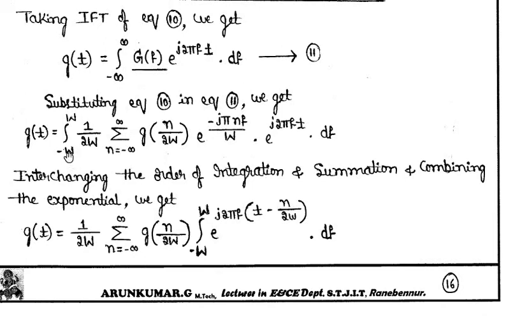If you set the limits from minus 2W to plus 2W, you will get a signal which has a higher frequency range, and that signal is not the original message signal. So the original message signal is ranging from minus W hertz to plus W hertz.